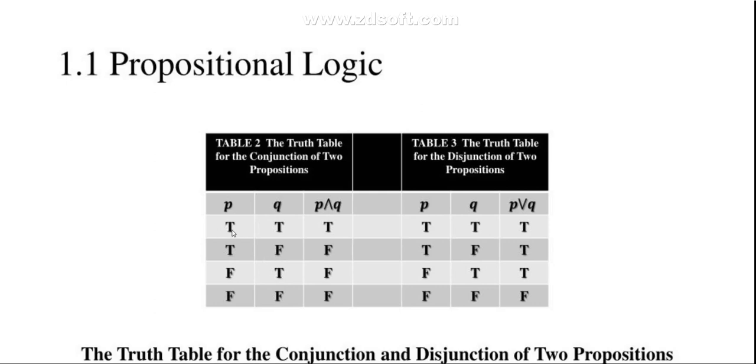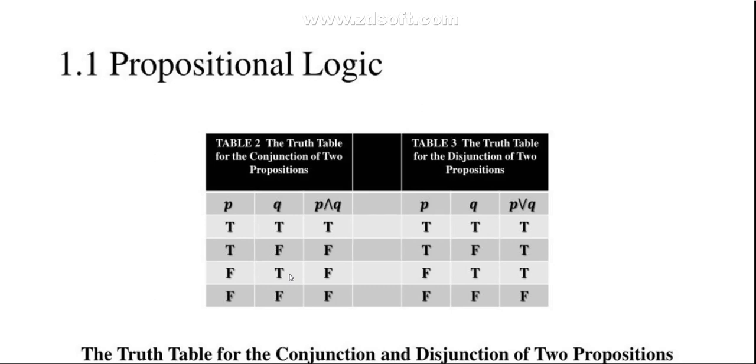How can we say this? T is equal to 1, so 1 multiplied by 1 is 1. T is equal to 1, F is equal to 0, so 1 multiplied by 0 is 0, which means F. The same, F is equal to 0, T is equal to 1, 0 multiplied by 1 is 0, again F. And 0 with 0 is 0. So the conjunction operation looks like a multiplication. If you assign a bit for T and F, we have bits 0 and 1, so F is 0 and T is 1.